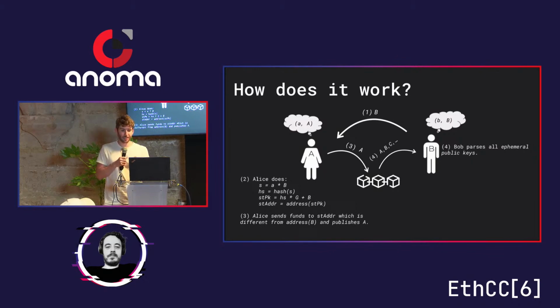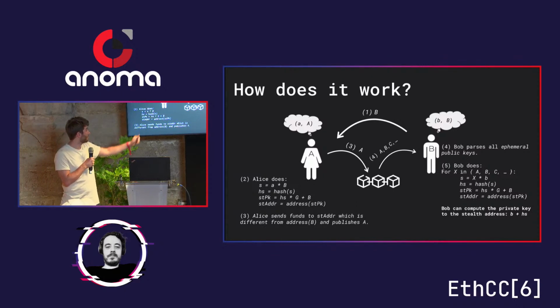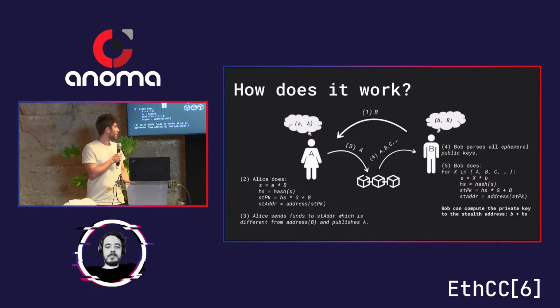What Bob would do is, he would engage in some parsing. Bob would need to go through all the ephemeral public keys that have ever been published and look over all these public keys and check whether maybe one of them can be used to find his own stealth address. And this works like the following. Bob has then a list of all the ephemeral public keys that have ever been published, which is here denoted as ABC, the uppercase letters. And Bob would then loop over all these ephemeral public keys and try the following.